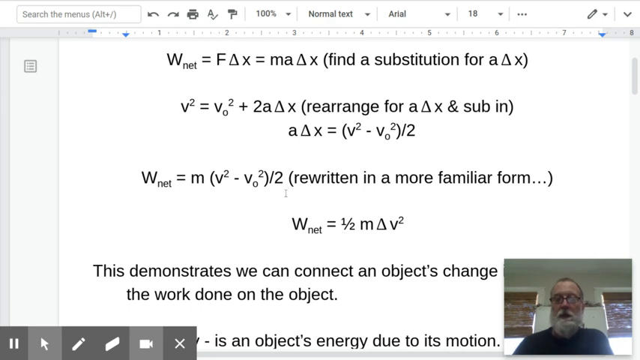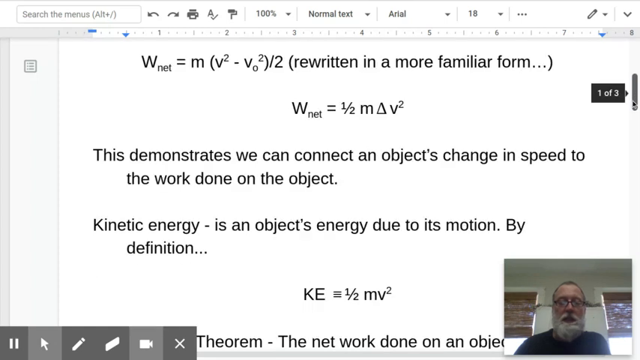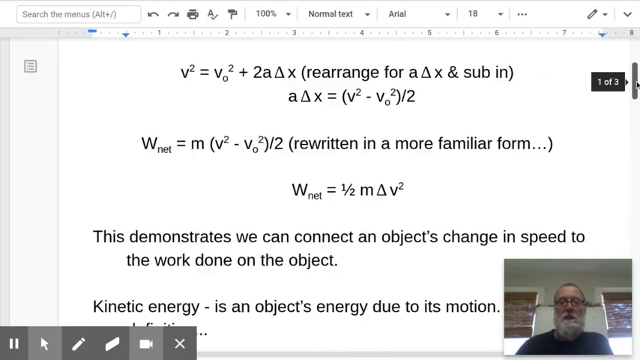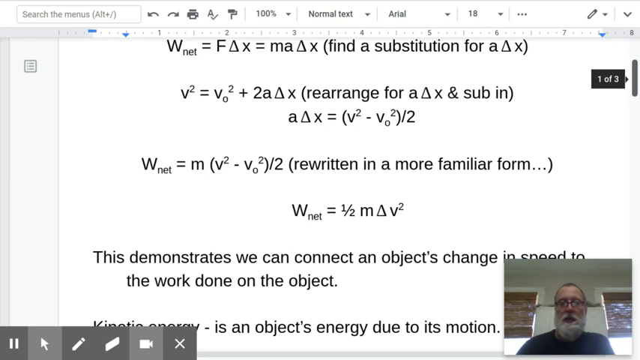Then rewriting that, I can get 1/2 m delta v squared, which looks very familiar. So your work net would be 1/2 m times the change in velocity squared. This is interesting because now we can connect an object's speed to the work done on the object. And you'll notice it doesn't matter how far the object goes. All that matters is how much the velocity changed by.